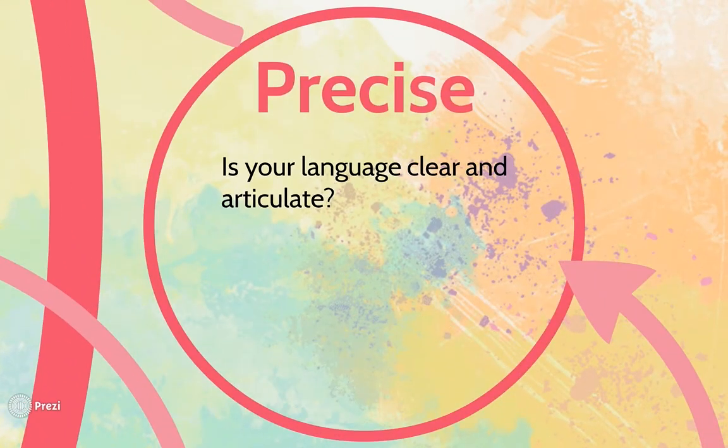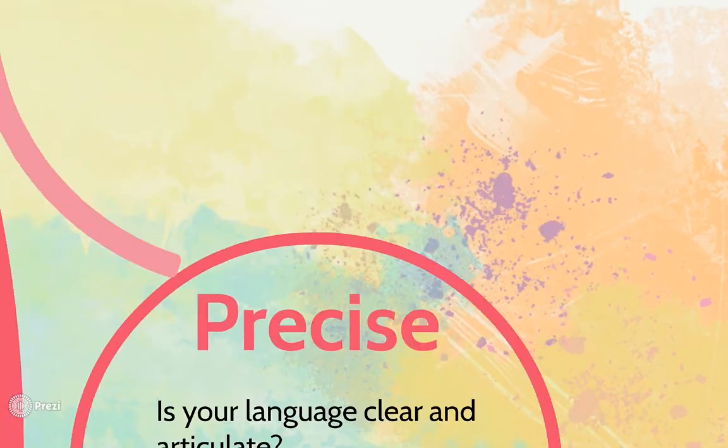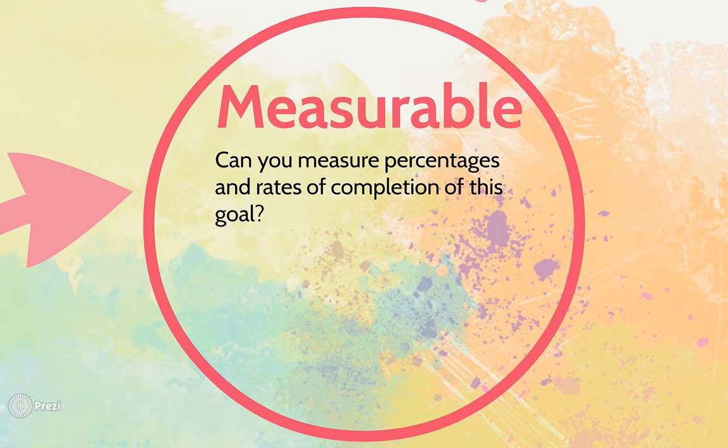Precise. Is your language clear and articulate? So make sure that if your student were to transfer to another class, a teacher could easily understand the goal and what is needed for the student to meet this goal. Measurable. Can you measure percentages and rate of completion of this goal? We'll get into that more when we start looking at actual goals, but you want to make sure that there's a way to track this goal clearly.